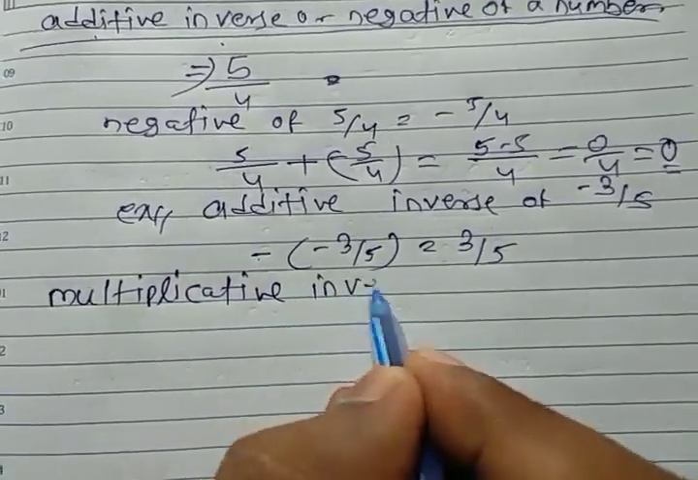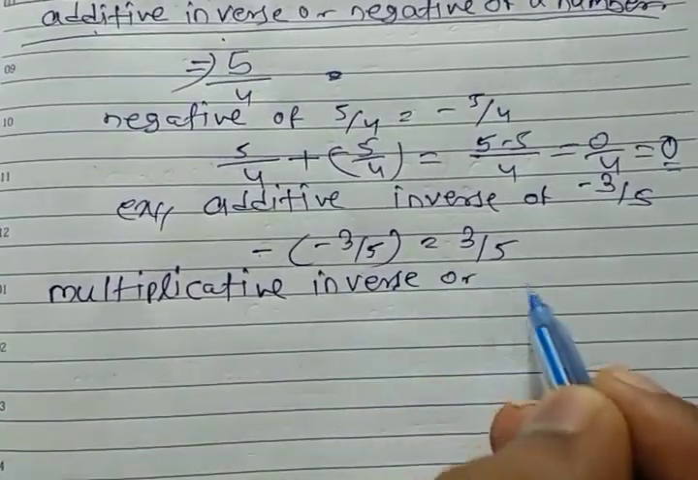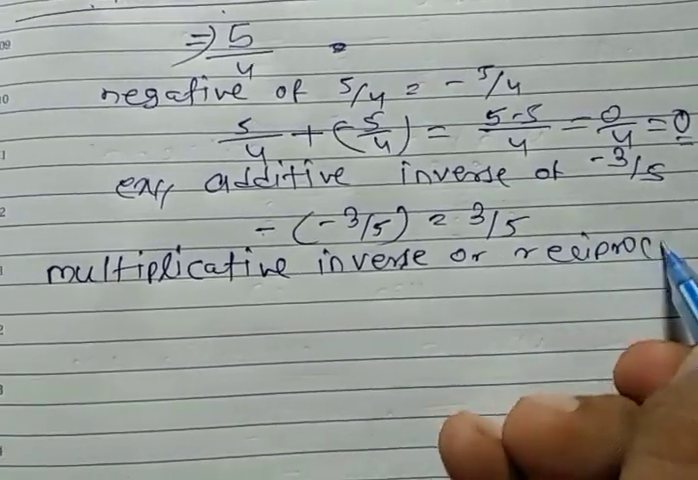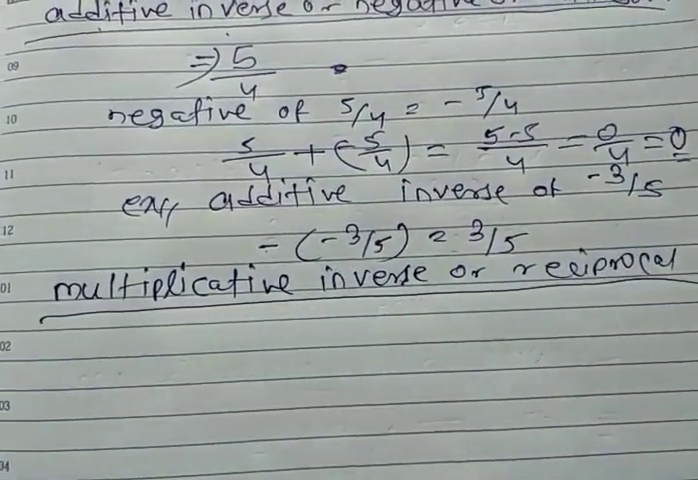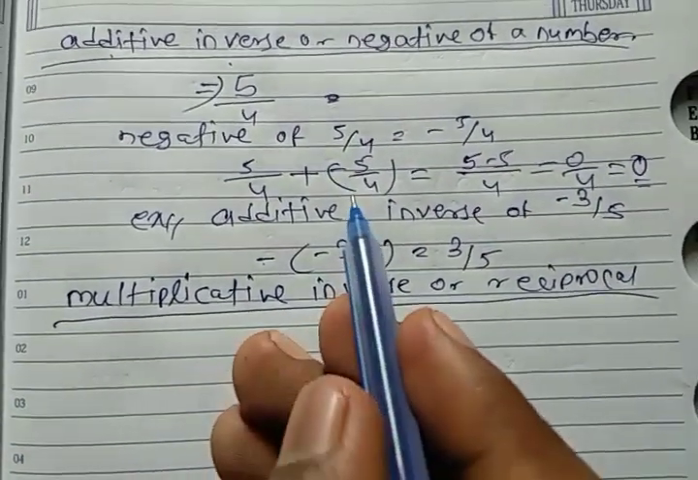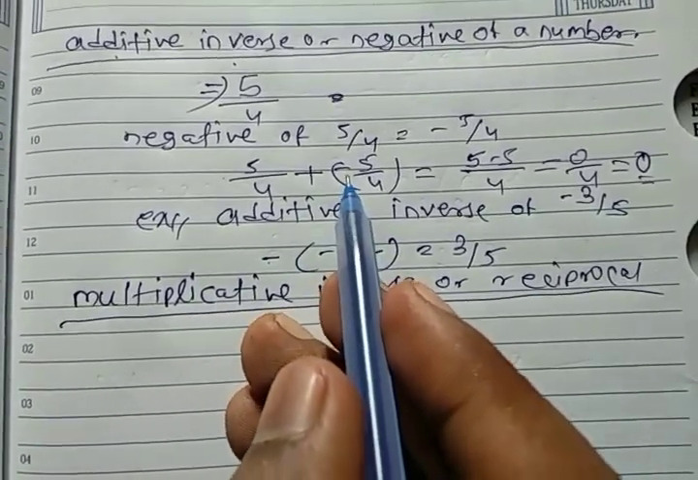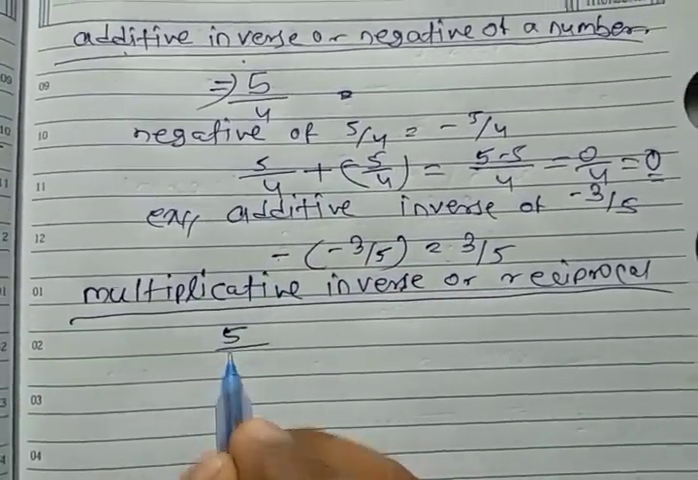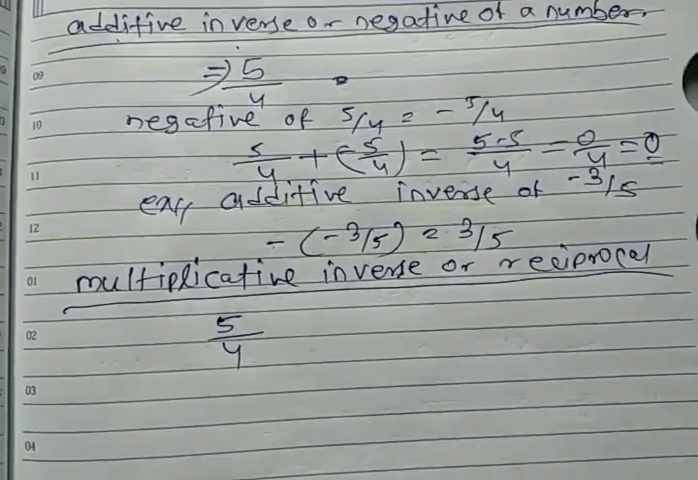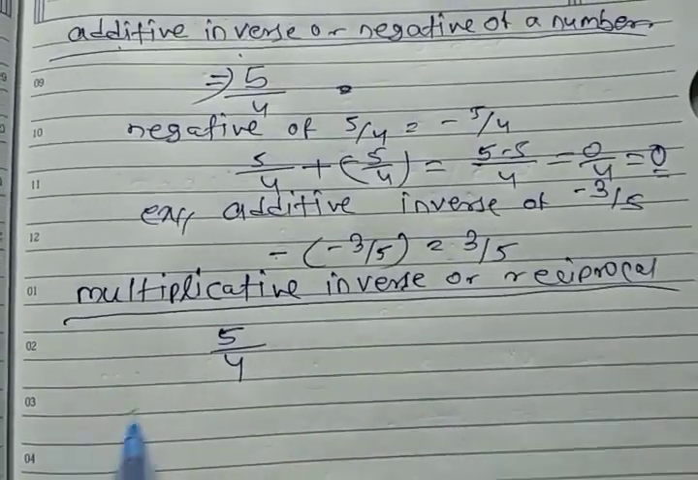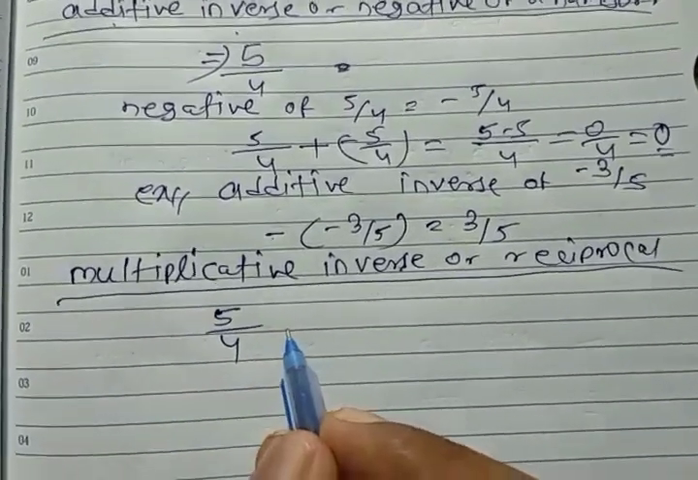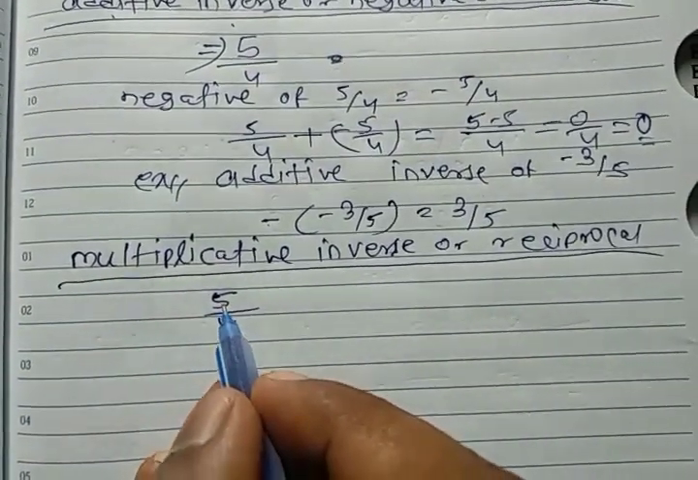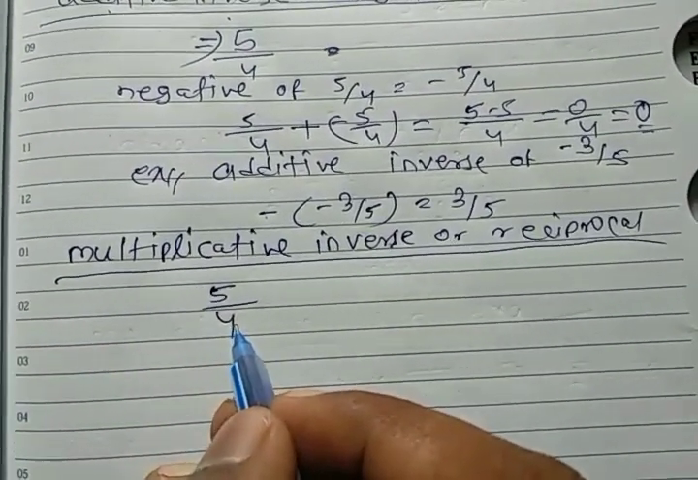Multiplicative inverse or reciprocal. We check by using the same reciprocal number, 5/4. Multiplicative inverse means we have to change the numerator to the denominator.